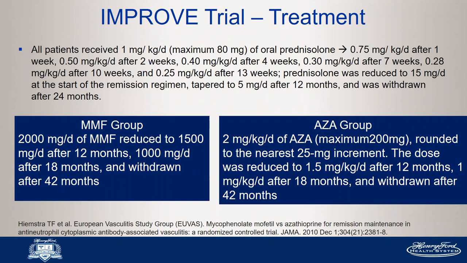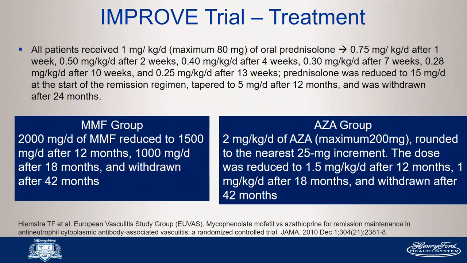So a long study period. The azathioprine group, similarly, received 2 milligrams per kilogram per day of azathioprine, and the dose was slowly increased. When they dosed per kilogram body weight, the maximum dose threshold was 200 milligrams. Then the dose was reduced to 1.5 milligrams per kilogram after a year, then 1 milligram per kilogram after 18 months, and then withdrawn after 42 months. So slow tapers over 42 months.